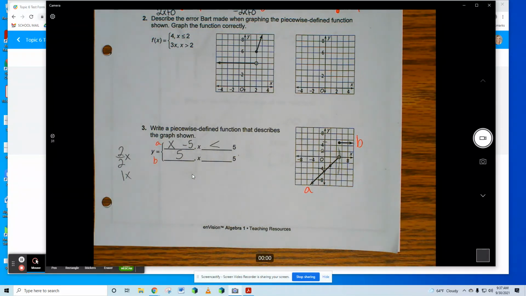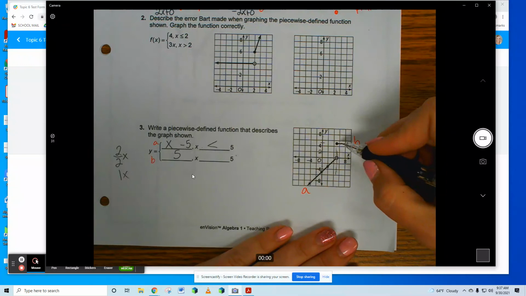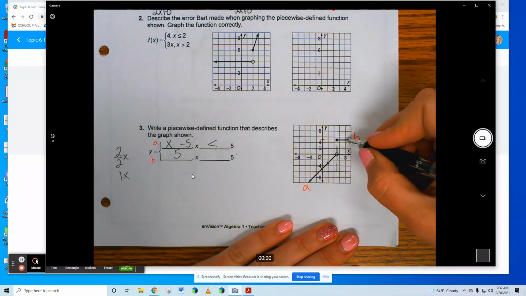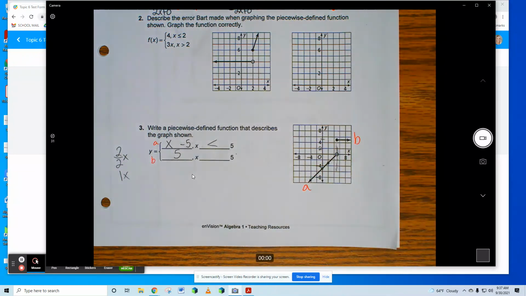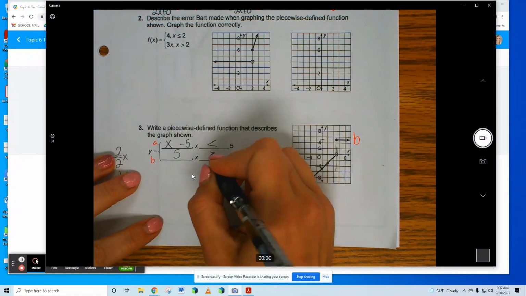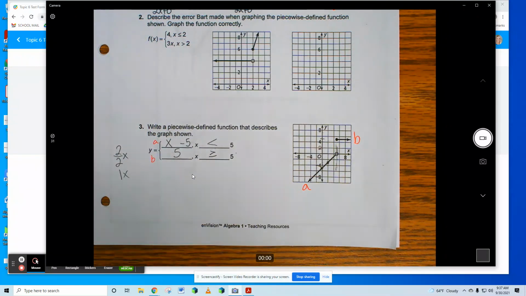And then it's a closed circle and it's going to the right. So closed circle going to the right. Less than or equal to, greater than or equal to. What do I put? Greater than or equal to. X is greater than or equal to 5. So good.